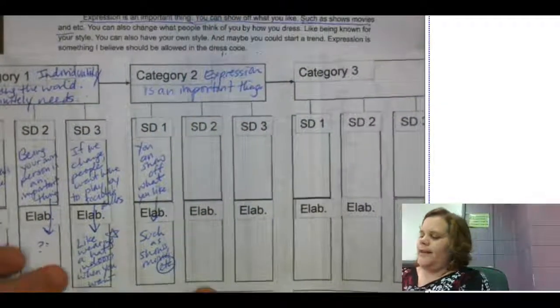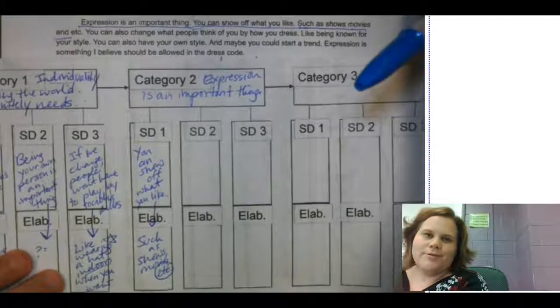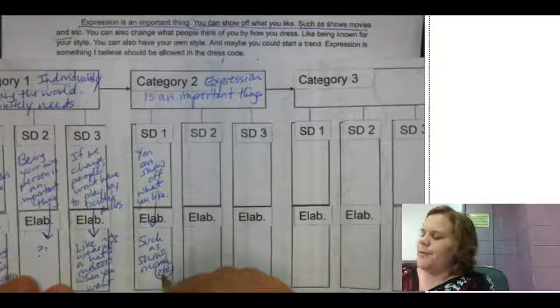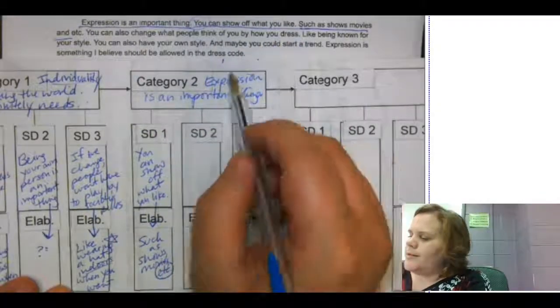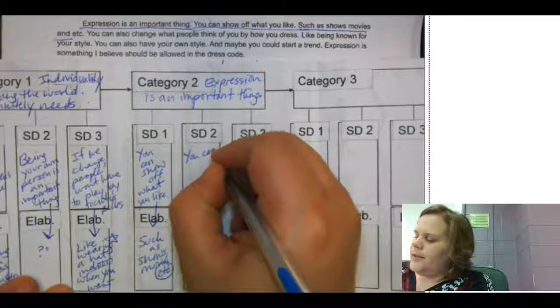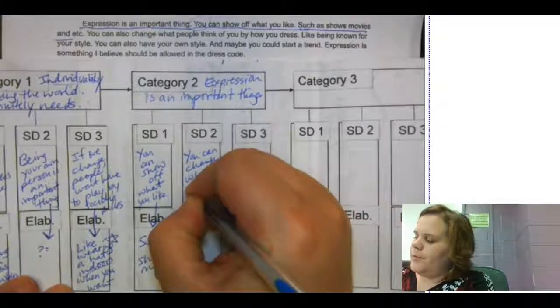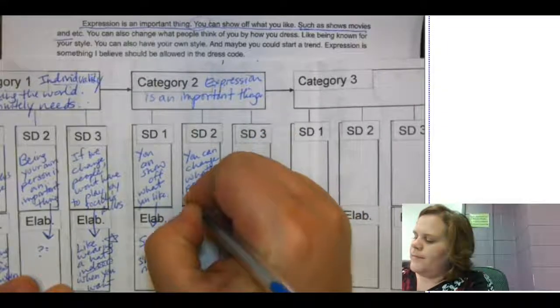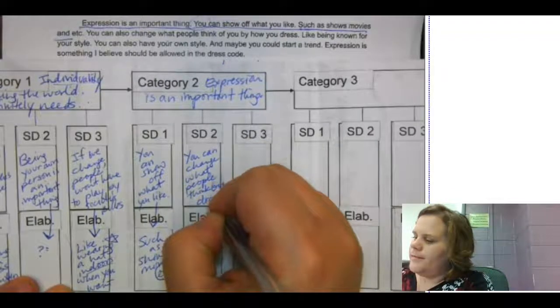Etc. is like saying, and a bunch of other stuff that I don't want to talk about, but it's your job to talk about it, so don't use that. But anyway. You can also change what people think of you by how you dress. So expression, okay. You can change what people think by how you dress. Like being known for your style.